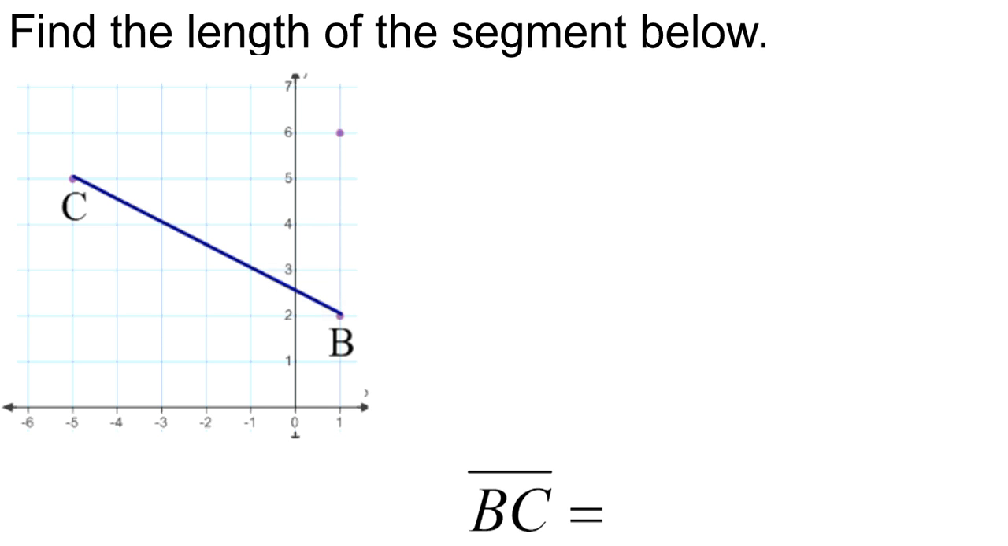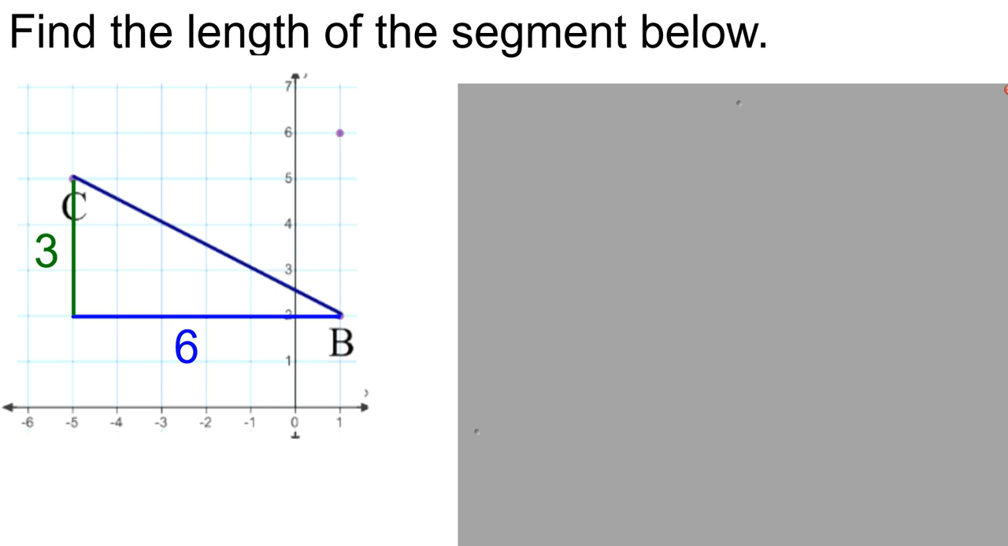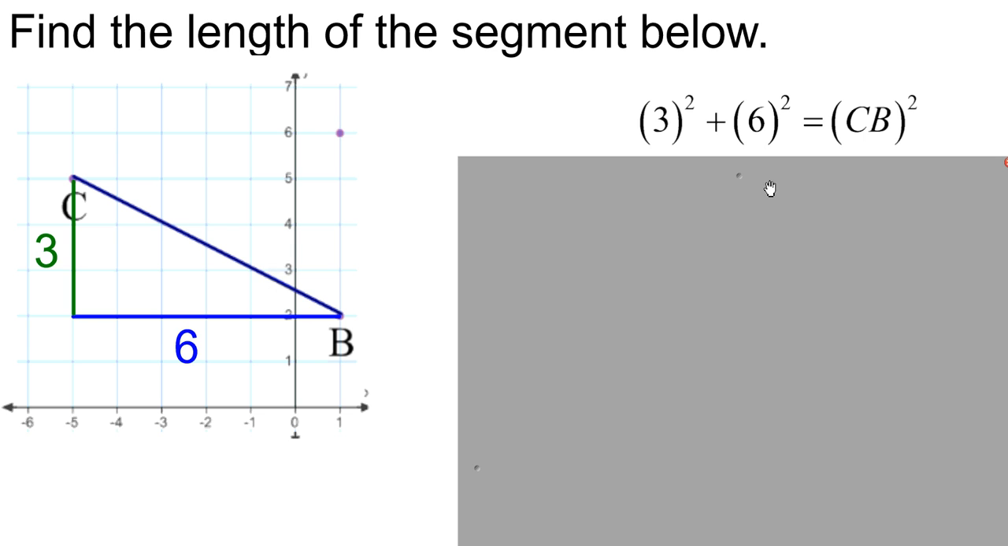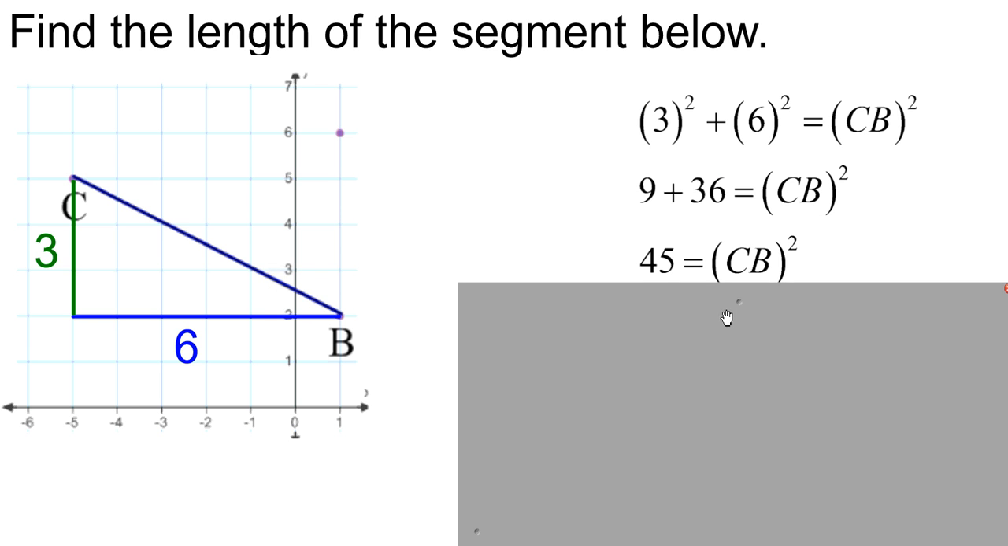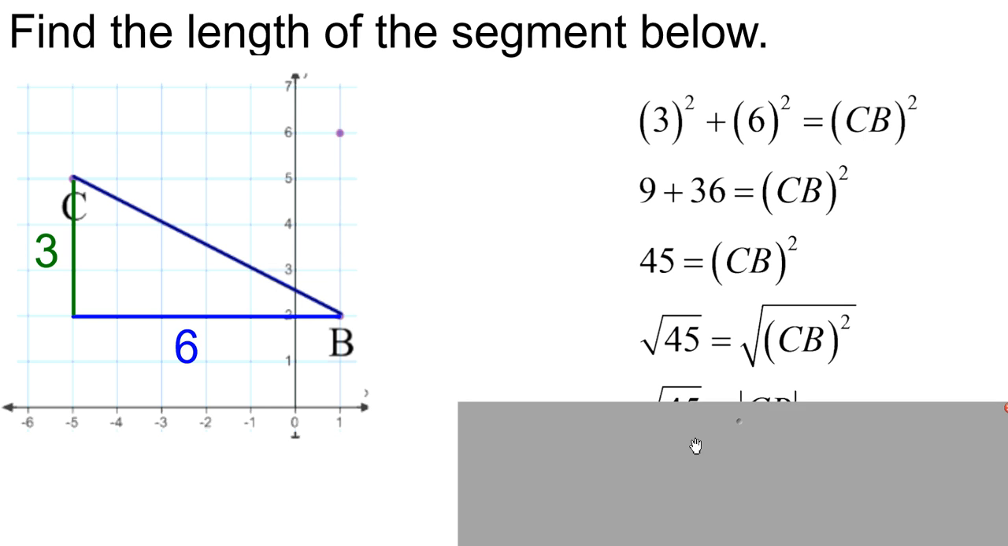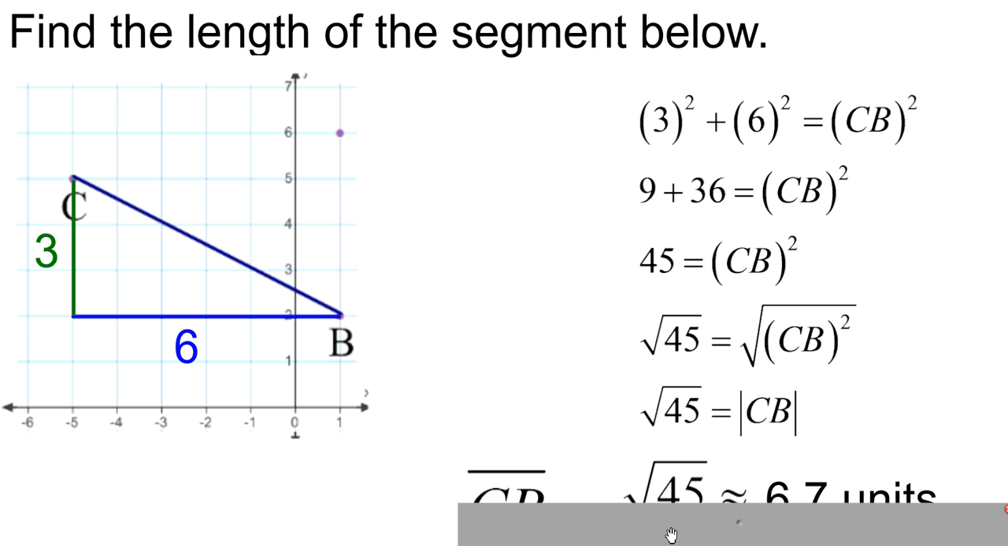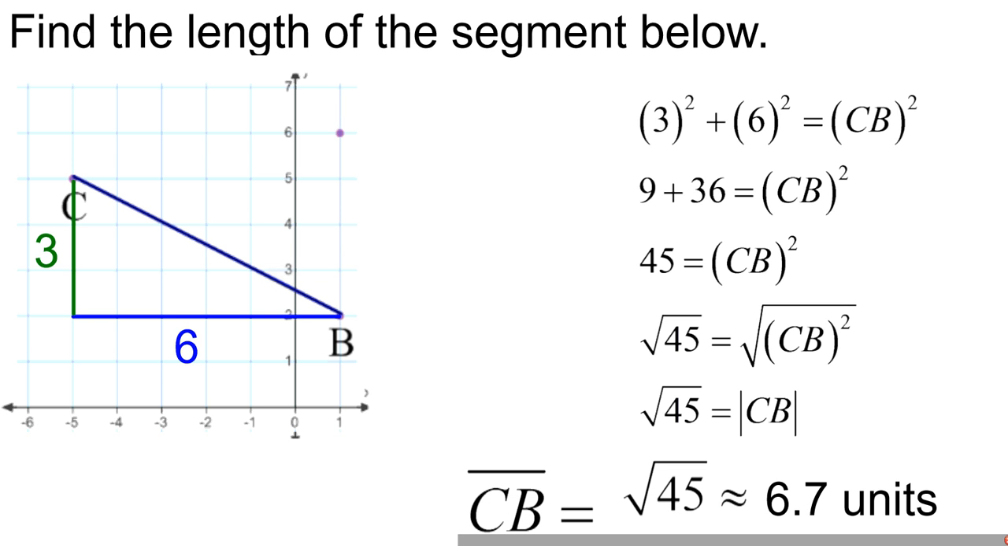Using the tactics that we had before, we can make it a right triangle with legs of 3 and 6, and we know the sum of the two legs squared is equal to the hypotenuse squared. So performing your order of operations, we have 45 equals the hypotenuse squared. To undo something that's squared, we could take the square root of each side. And we see that the length of CB is the square root of 45 units, or approximately 6.7 units in length.